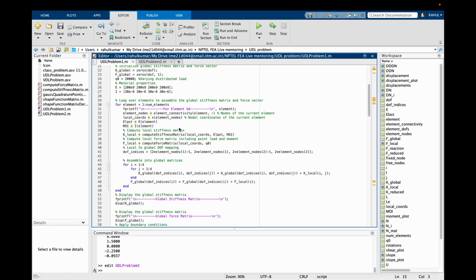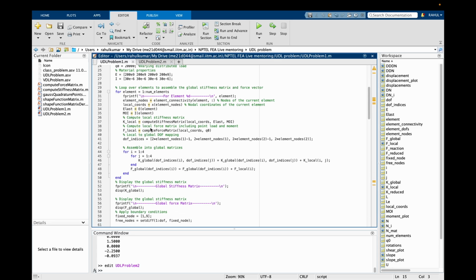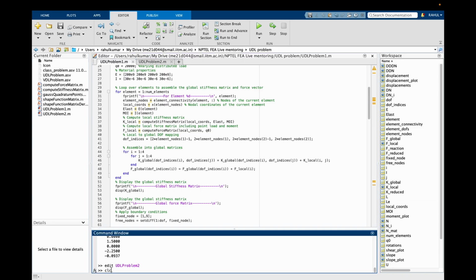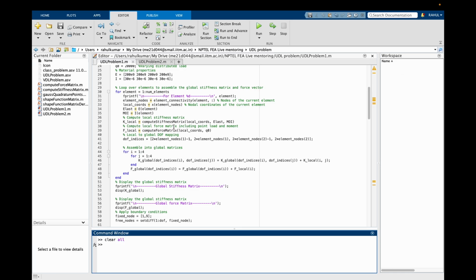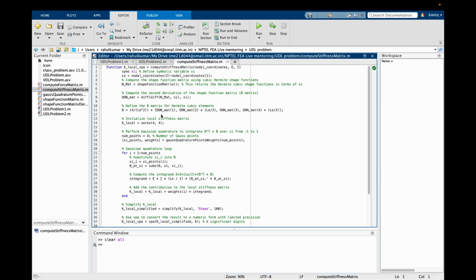So this is the code. You can see that first it will take the node, local coordinate, moment of inertia and modulus of elasticity, and then it will calculate the localized or elemental stiffness matrix. We will see how it is calculating. First I will clear all the variables. Then it will move to the stiffness matrix function, so we will see how this function looks.